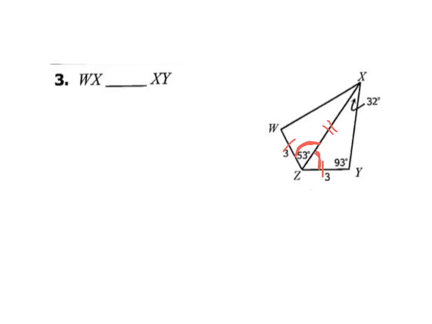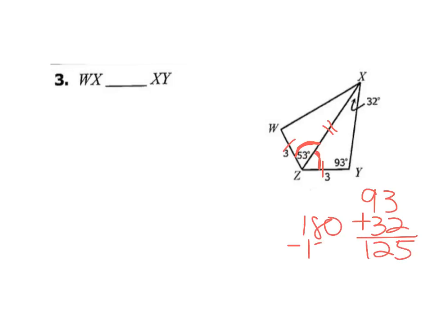However, we can find it because we know that all three angles in triangle XYZ have to add up to 180. So we would say 93 plus 32 gives us 125. 180 minus 125 gives us 55. So we know that this angle right here has to be 55.